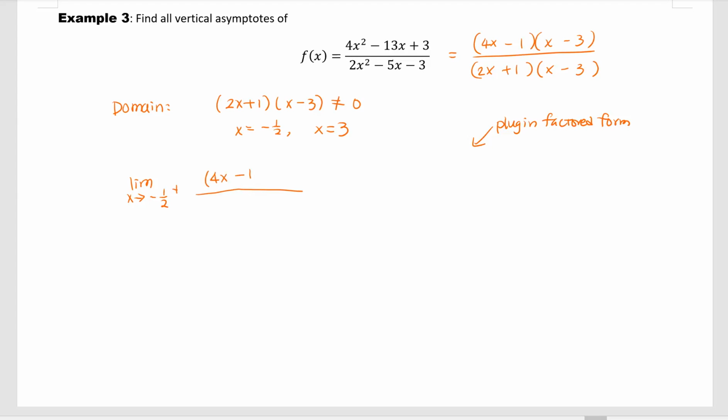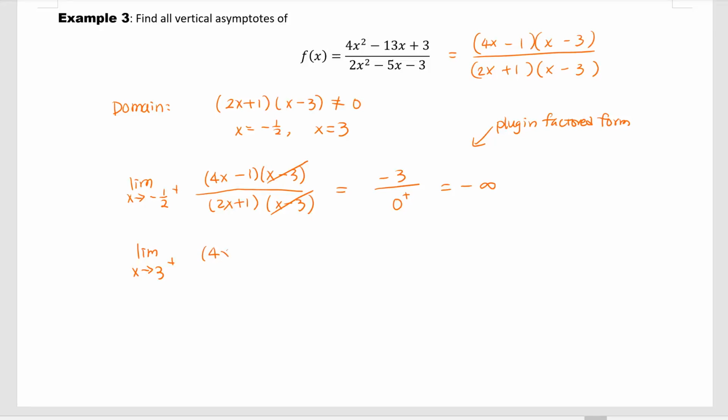So 4x minus 1, x minus 3, over 2x plus 1, x minus 3. Oh, wow. Can you see they cancel? And then now, what do you get? Well, negative 1/2 times 4 is negative 2, so we get negative 3 over 0 plus. Okay, so the linear factor, if that is the root, always goes to 0 plus. So we have a minus infinity in this case. Okay, and how about the limit as x goes to 3?